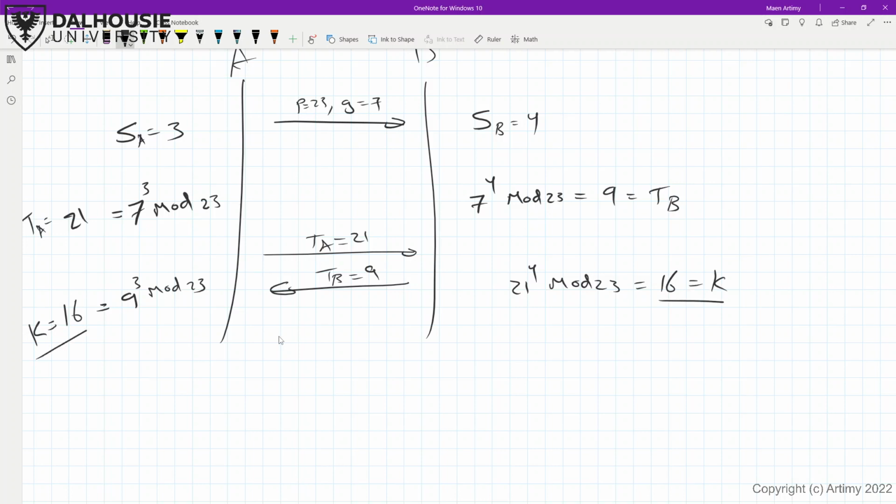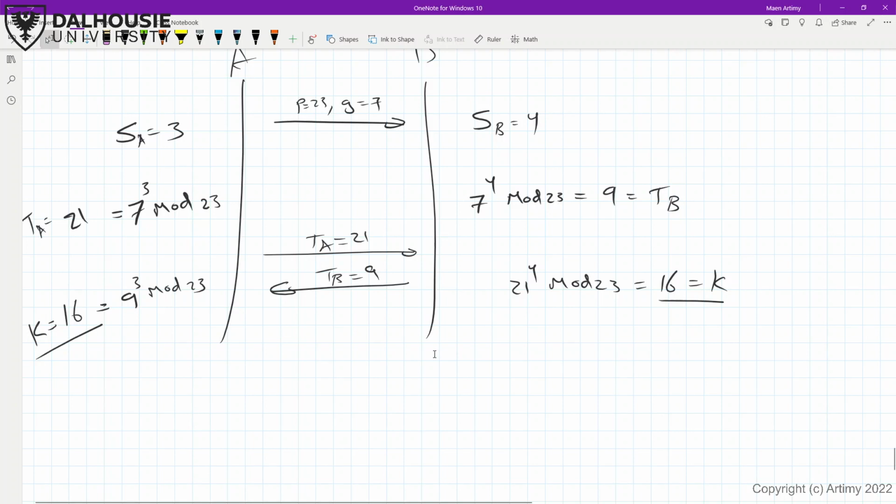So we actually got the same K value, which is how we verify, if this is a question in an assignment or a quiz, that you did everything right. You have to get the same number. If you get two different numbers, then you must have done something wrong, right?